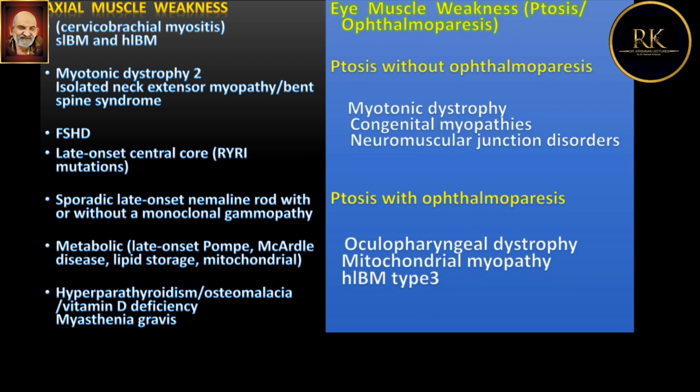If the patient presents with eye muscle weakness, with ptosis and ophthalmoparesis. For ptosis without ophthalmoparesis, the causes include myotonic dystrophy, congenital myopathies as well as neuromuscular junction disorders. For ptosis with ophthalmoparesis, the causes include oculopharyngeal dystrophy, mitochondrial myopathies and hereditary inclusion body myositis type 3.